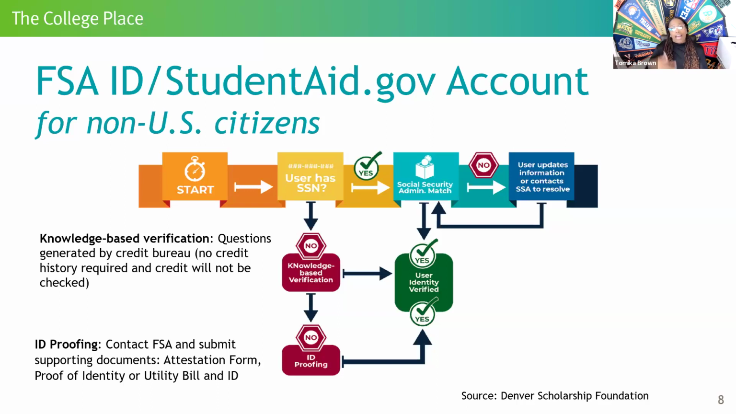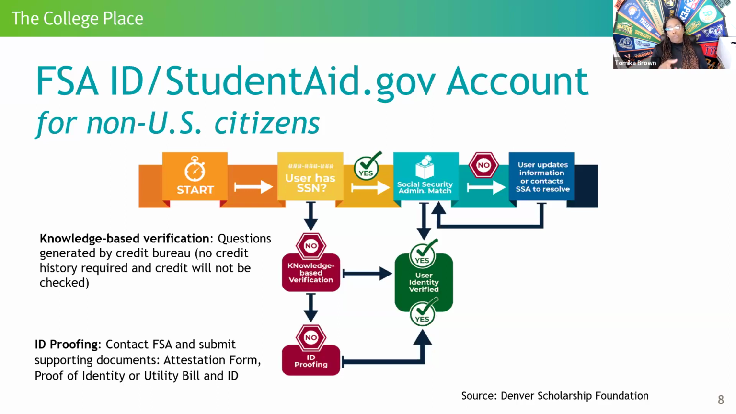They have been verified, and then they will be matched by Social Security Administration to be able to use that FSA ID and move it forward. There have been a couple parents who've been able to move through that process pretty seamlessly with the knowledge-based verification questions. However, if their answers do not match what Federal Student Aid has pulled from TransUnion, they will have to go through the next step, which is ID proofing.